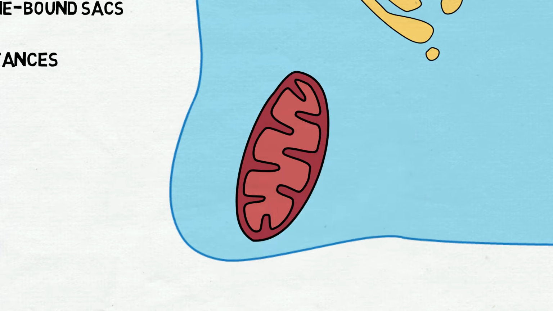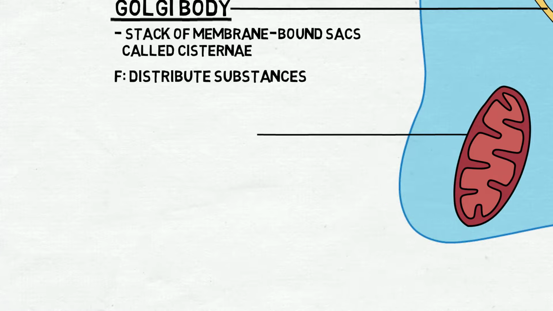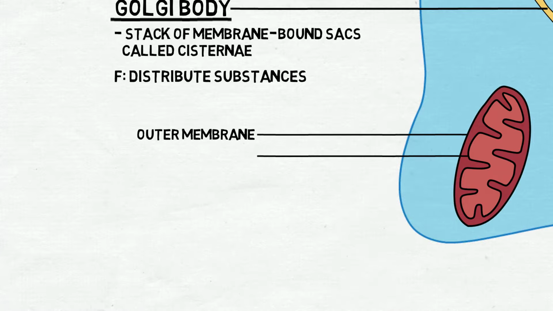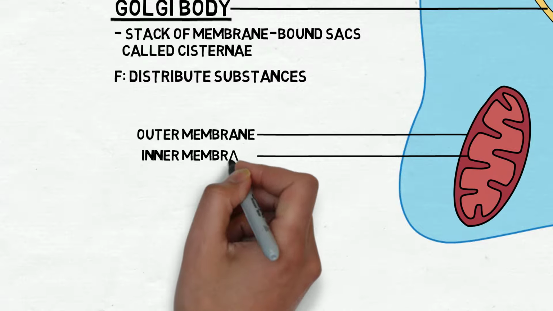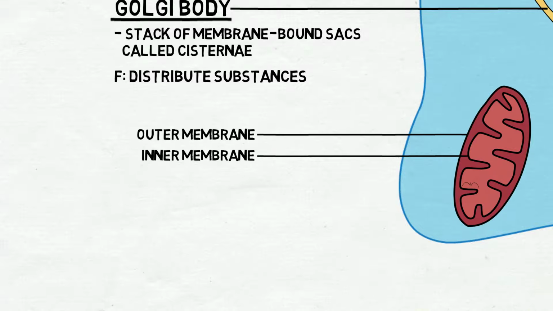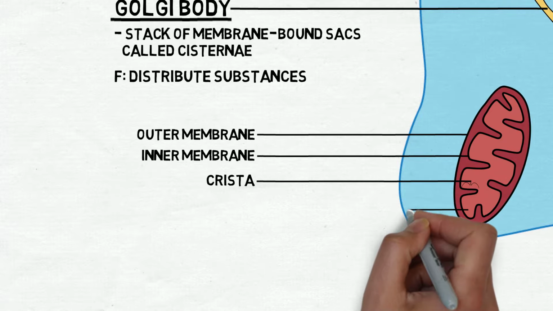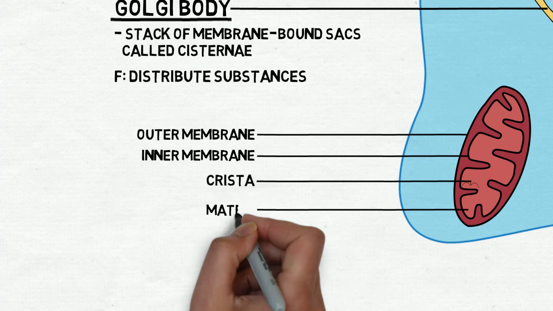Structurally, each mitochondrion has two membranes, an outer layer and an inner layer. The inner layer is folded inwards to create folds called cristae to increase the surface area where the chemical reaction that generates the energy takes place. Which brings us to the function of the mitochondria.